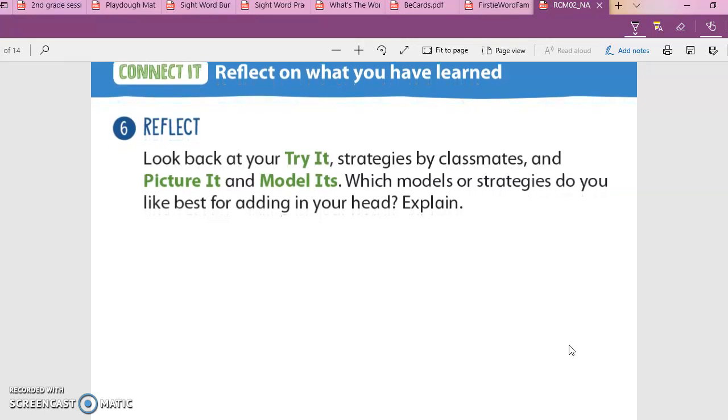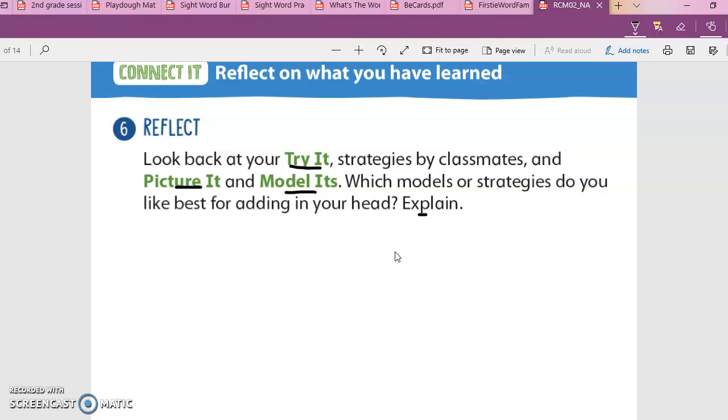This is telling you to look back. So looking back at the method that you used, looking back at drawing the red circles and the blue circles, and then looking back at making 10. What strategy do you like best for adding in your head? And there's no right or wrong. It's literally which one is easier for you, which one do you like better, but why as well, okay?